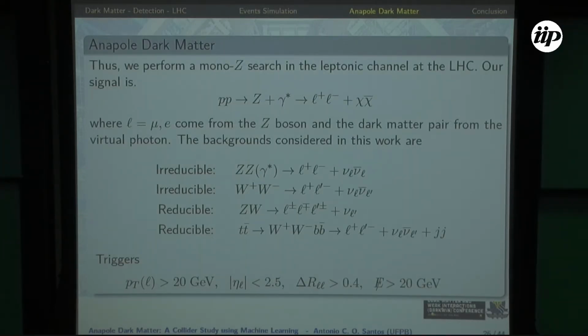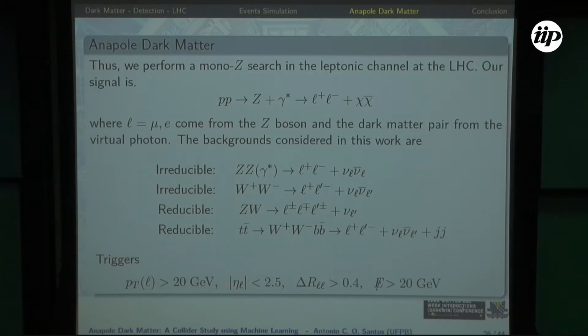And in this analysis, again, we analyze the potential of discovery at the LHC through the mono-Z signal in these leptonic channels. These are the irreducible backgrounds and the reducible ones. This is classified like this because this background does not generate exactly the final state we are studying, but for instance, this lepton can be too soft and misclassified as missing energy. So in the end, you will have the same final state.